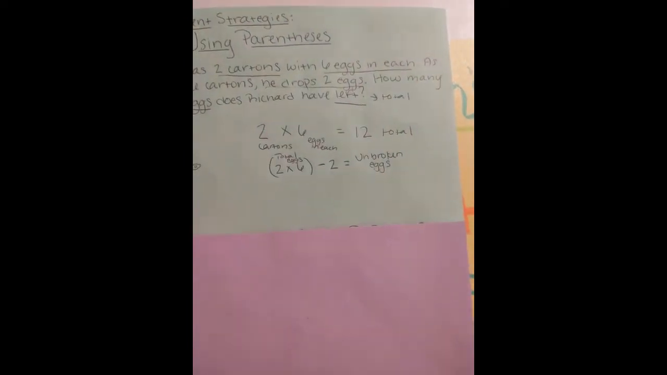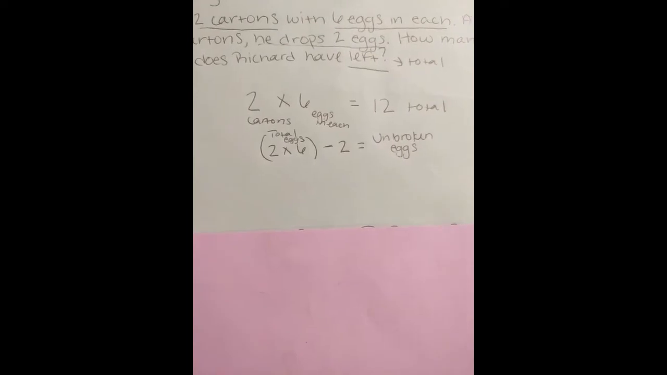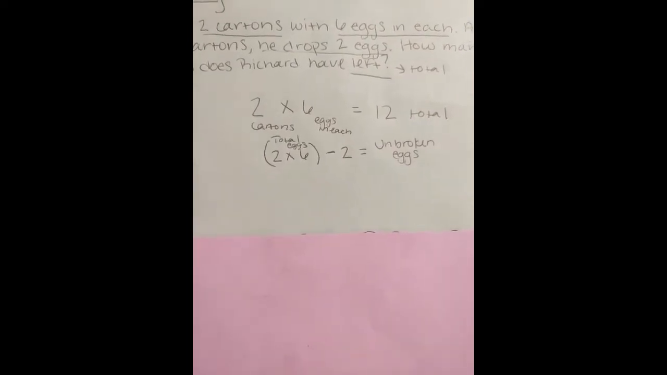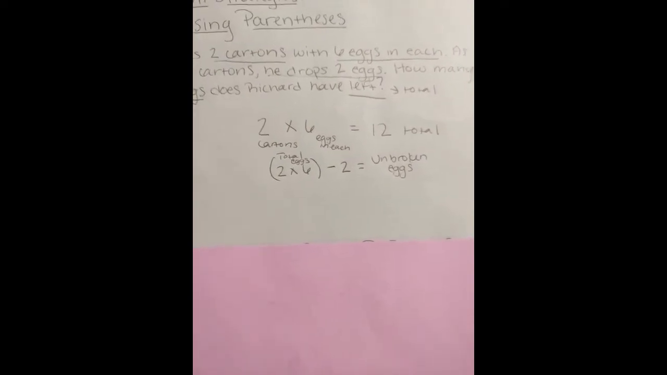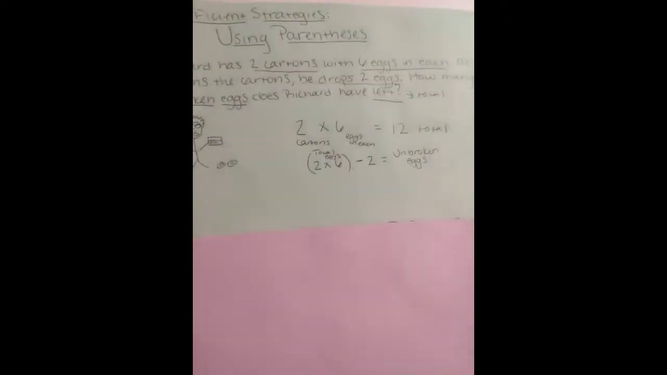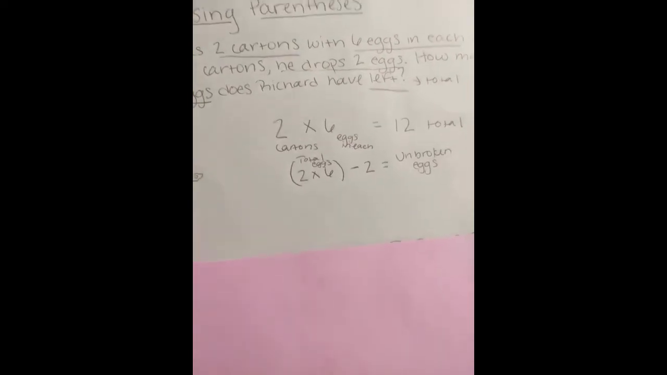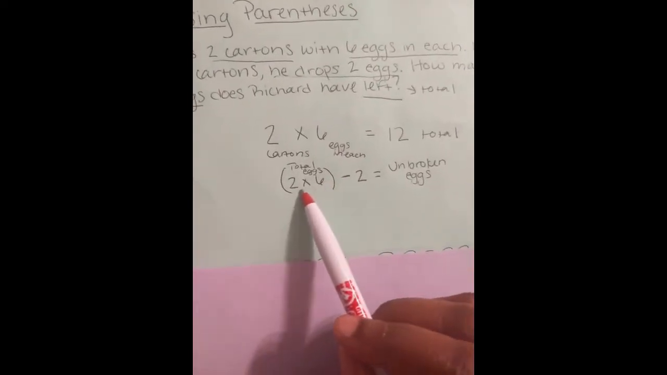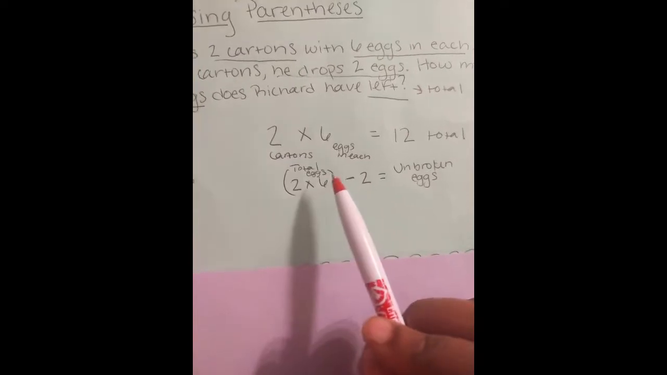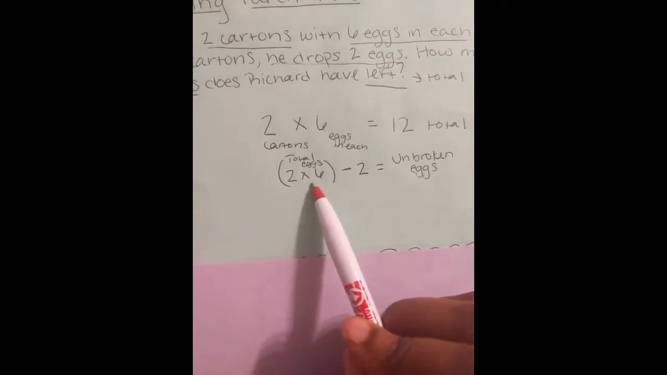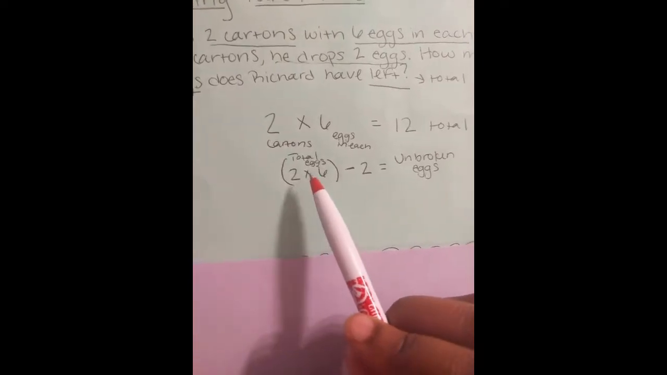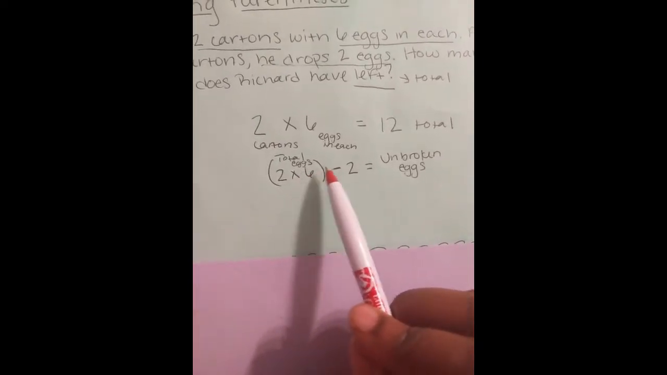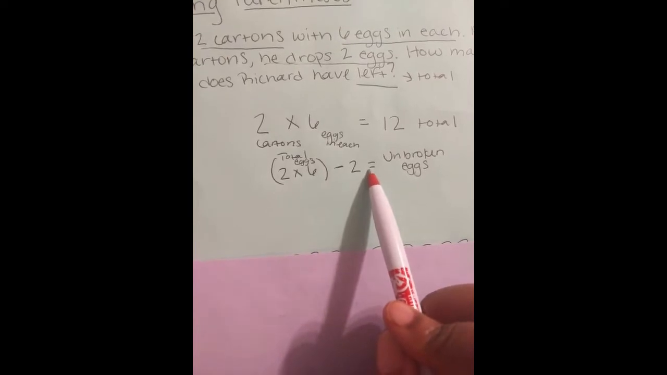Okay? So this equation here is the equation that we need to get the total for the unbroken eggs from Mr. Richard. So we have both parts of the equation that we need. We have the total in parentheses because we found the total first. And so we solve what's in the parentheses first, and then we do what's outside of the parentheses.